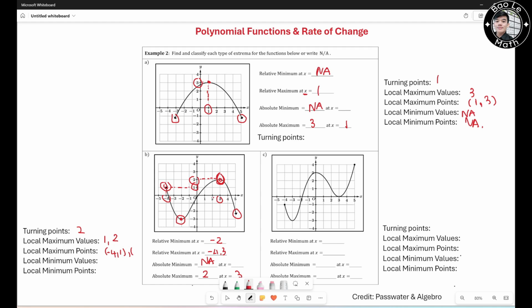And 3, 2. Local minimum values right here, which means negative 3. Local minimum points is going to be negative 2, negative 3.